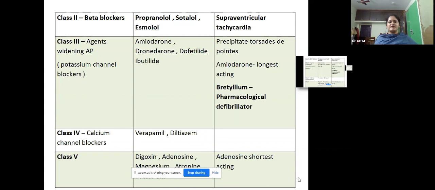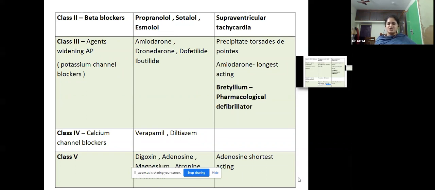And class 3 is potassium channel blockers. These drugs widen the action potential, so they are more prone to torsades de pointes. The drugs are amiodarone, dronedarone, dofetilide and ibutilide. So amiodarone is the longest acting drug. Its half-life is about 8 weeks.